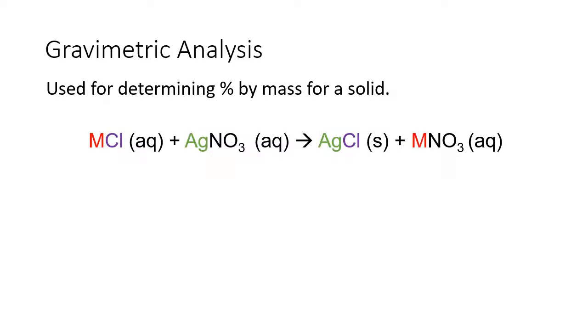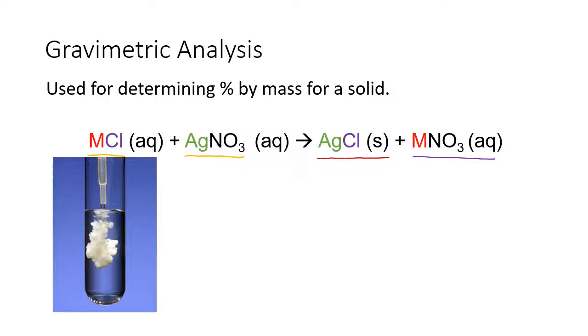So imagine that we have two aqueous solutions, one containing an unknown metal cation with the chloride anion. The other contains aqueous silver nitrate. If we mix these two aqueous solutions together, we'll form silver chloride, which will be a precipitate, and will form the metal nitrate ions that will be dissolved in solution.